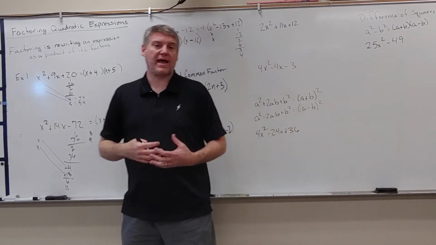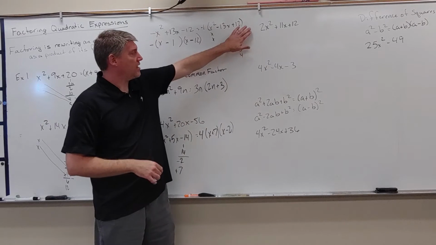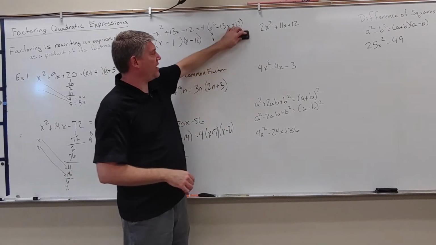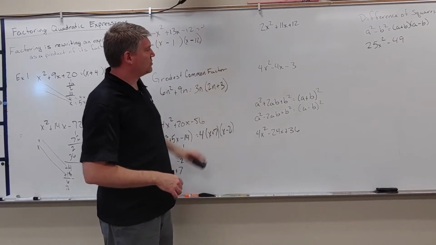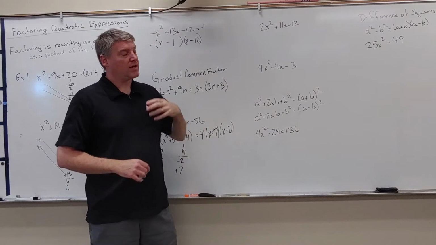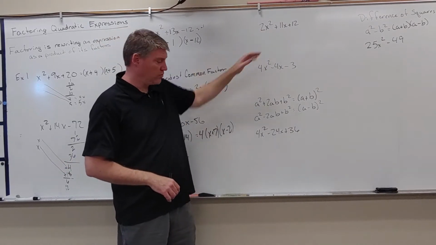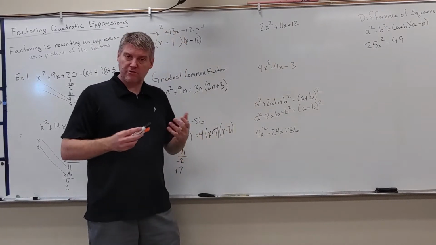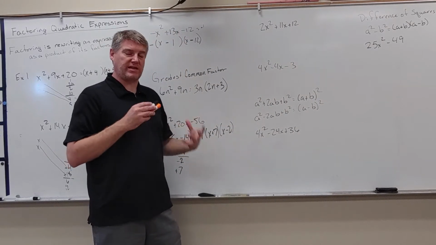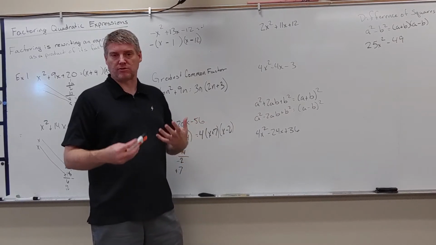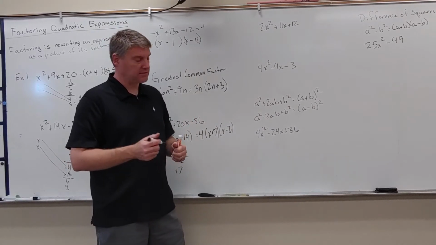Now, what happens if a is no longer 1? So let's say a is not 1. So I have 2x squared plus 11x plus 12. Now I have to factor the 2, and I have to factor the 12. So I'm going to use different colors so you can see where those variables go into my parentheses.